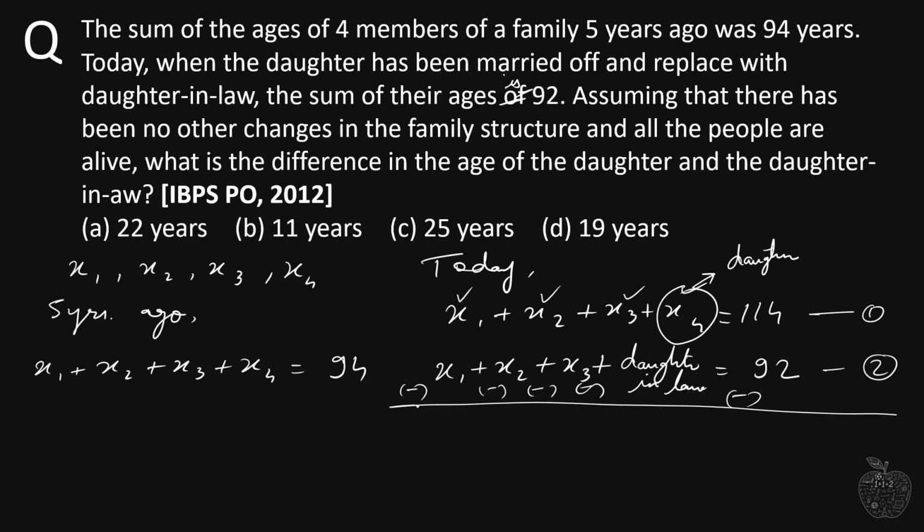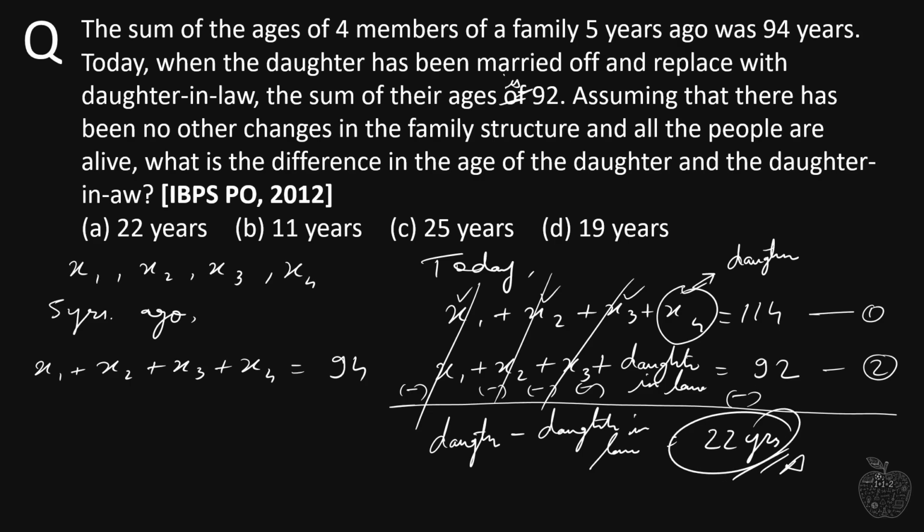So we get minus. x1 got cancelled, x2 cancelled, x3 cancelled. So here x4, which is daughter, minus this daughter-in-law, will give us 114 minus 92, which is 22 years, and this is our required answer. So here option A is the correct one.